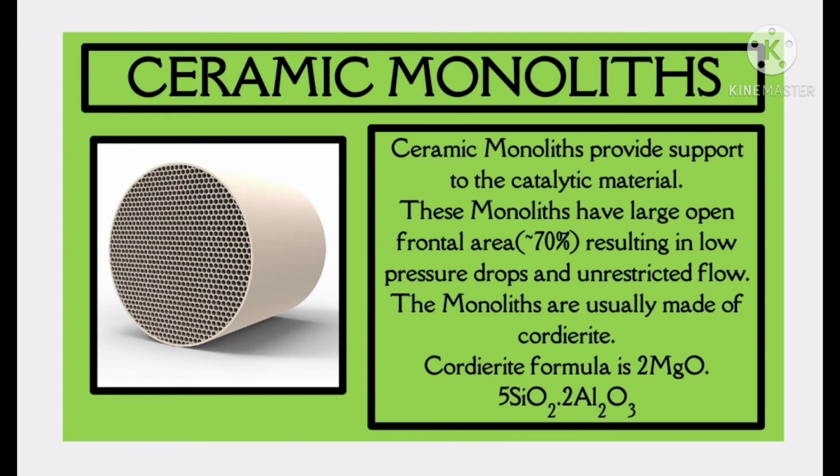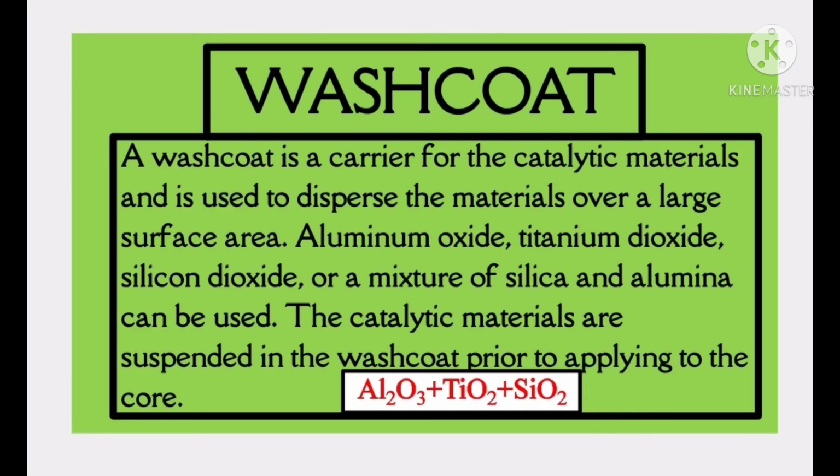The monoliths are usually made of cordierite. Cordierite is magnesium aluminosilicate. The formula is given in the picture. These monoliths consist of parallel open channels which look like a honeycomb. Monoliths used in automobiles contain 60 to 65 cells per square centimeter. Now we discuss the washcoat.